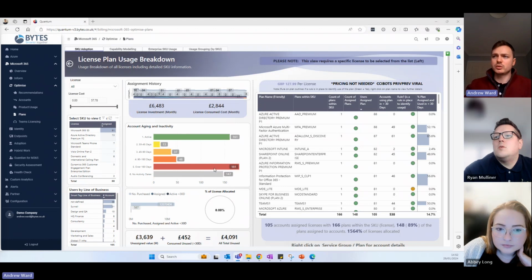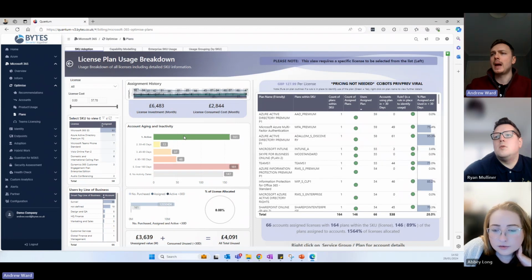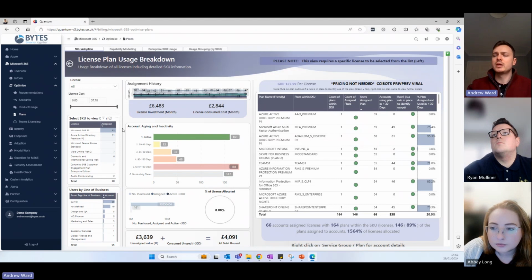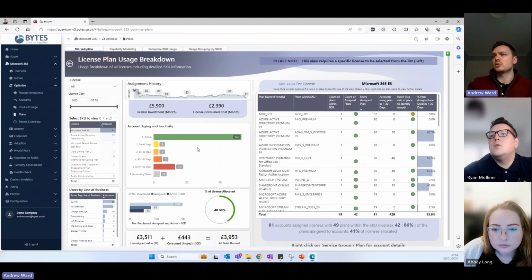But what we can also focus in on for this particular example is our active users. So who's currently sitting in the organization and what are they currently utilizing? If we just click here, that will narrow everything down to our current users sitting in the organization. On the left-hand side, we can focus on our particular SKUs. Within this demo environment, we've got what we call an E3 house, an organization that's predominantly using Microsoft 365 E3. By selecting that, we get all the visibility on the right-hand side.